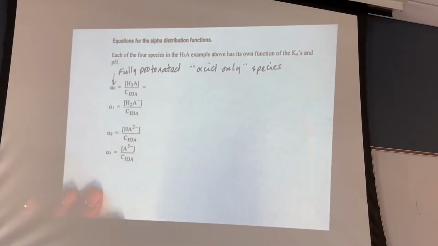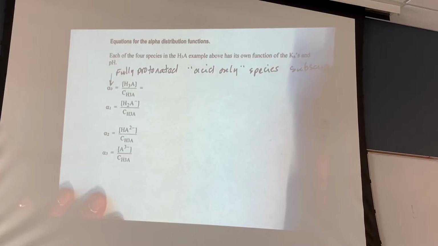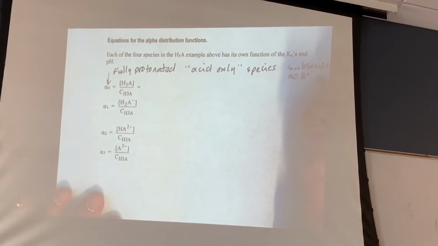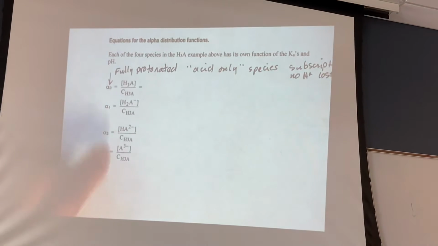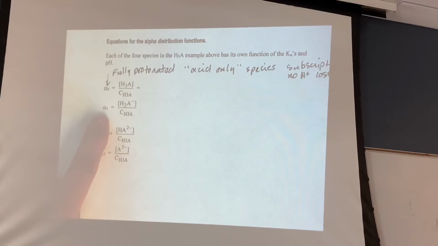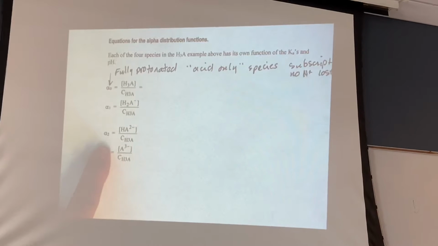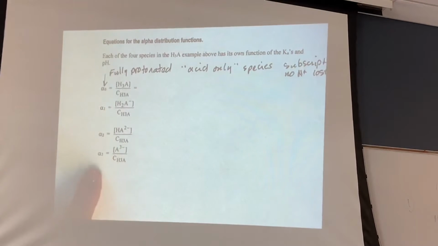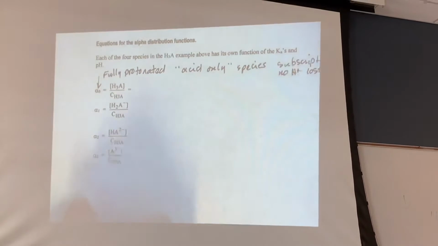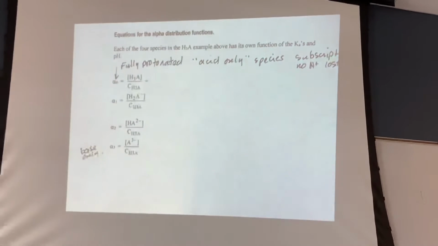And the subscript 0 refers to no H plus lost. Subscript 1 refers to the first amphiprotic. That would be 1 proton lost. Subscript 2, how many protons lost? 2. Subscript 3, for a triprotic system, they're all gone. So this would be the base only. And that's our conventional nomenclature.